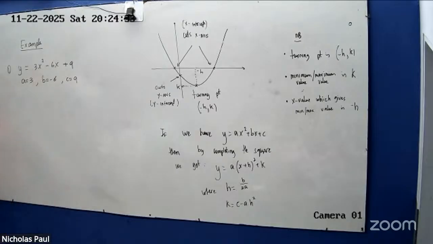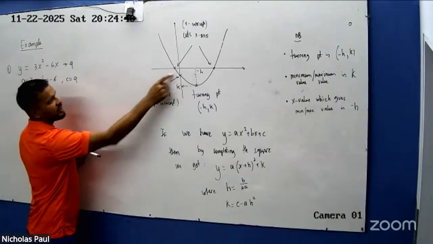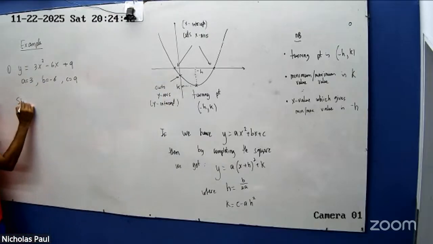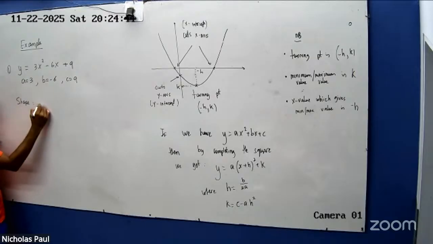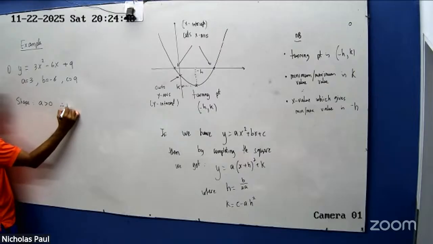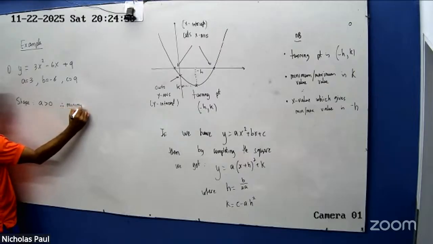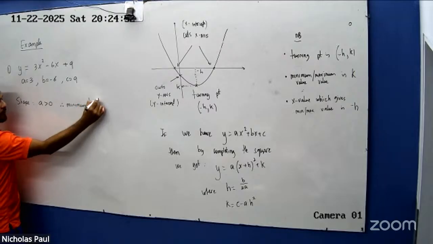Right? So we have A, B, and C. Everybody okay with that? So number one, let's see if we can find the shape. We recognize that A is 3, so that's more than 0. So what shape is that? Minimum. So we know it's kind of shaped like that.